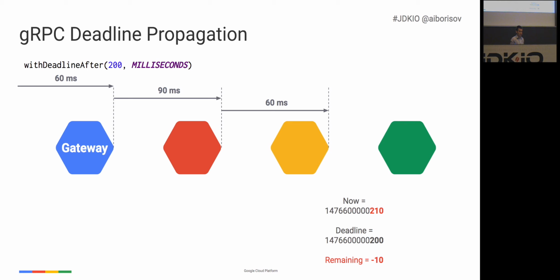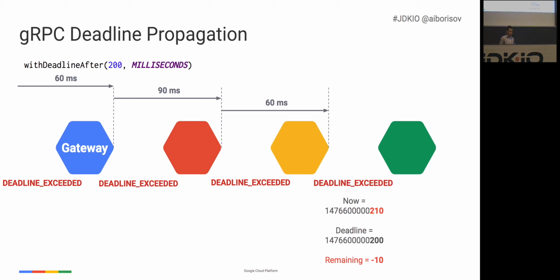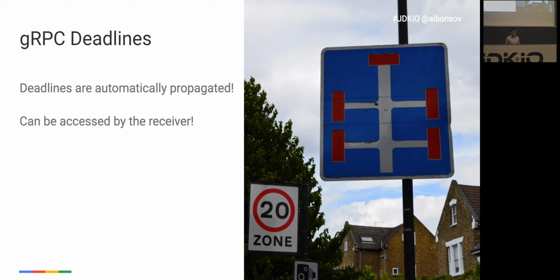And the deadline is still 200. Our client told us it would not wait more than 200 milliseconds. At this point, gRPC will automatically fail all the calls for this request with the deadline exceeded status code. And it won't even try to call the last service because it knows that nobody is waiting for this response anymore. Our service is happy, our system is idle, and we're ready to process new requests. This is exactly what we wanted, and we get it absolutely for free.